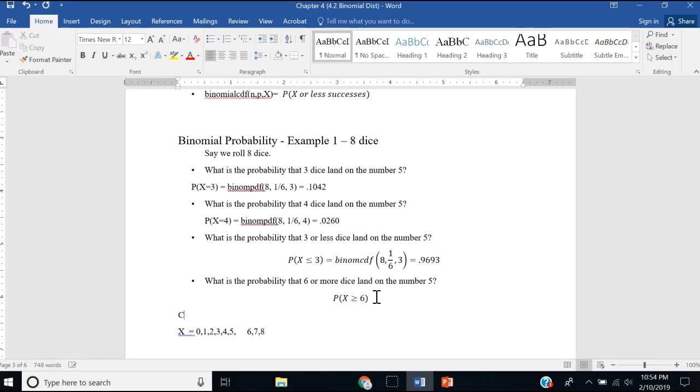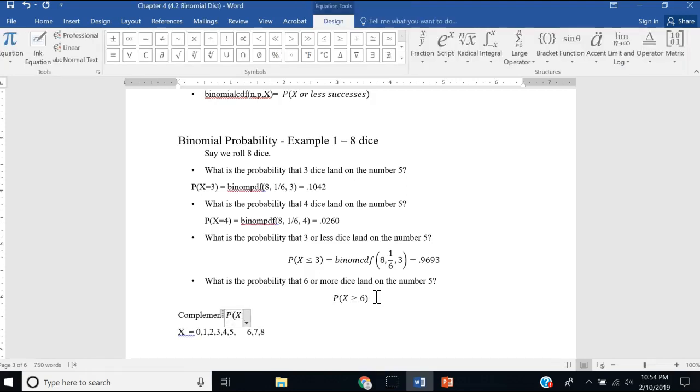So the complement is the probability that x is less than or equal to 5. All right, and we know how to calculate that. That's binomial CDF, less than or equal to. We go 8, 1/6, 5. 8, comma, 1/6, comma 5. I guess I'm going to have to do it that way.